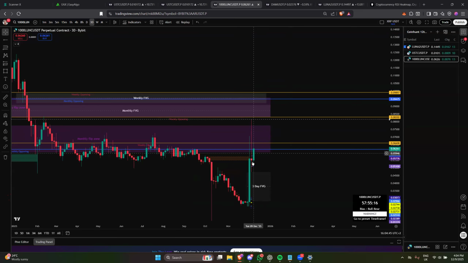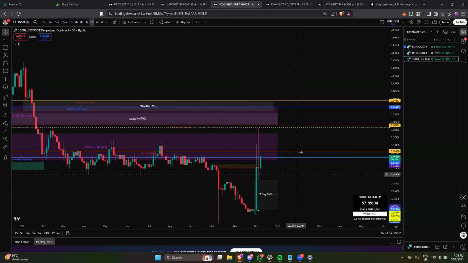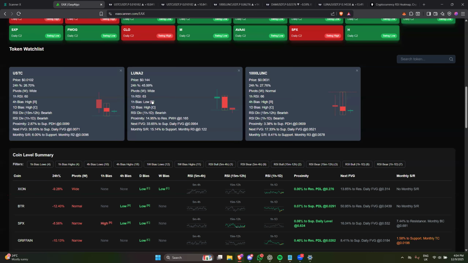So it expanded, obviously retraced now, and it's found support. See there? And that's on a monthly level. So that's monthly resistance 2 that it found support on. And now it's obviously looking to go to the upside. I'm going to go back to the chart just to have a look. Shows bearish still. 66 RSI, 20%, 27%.